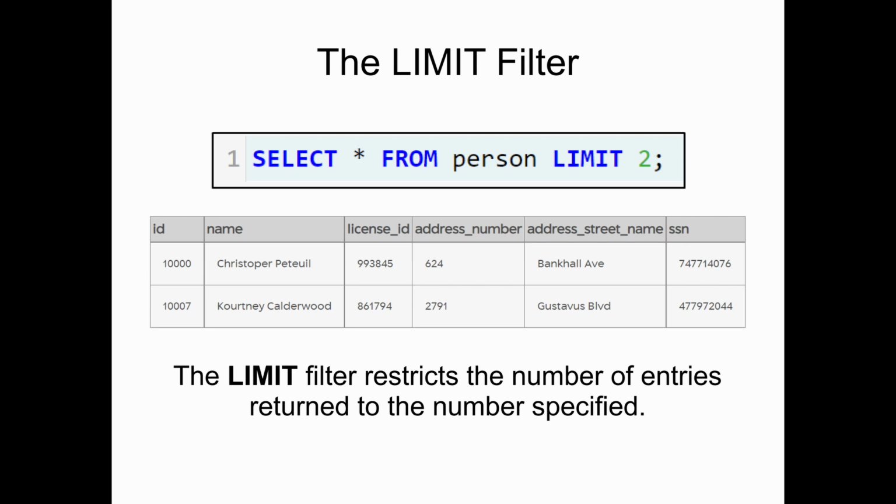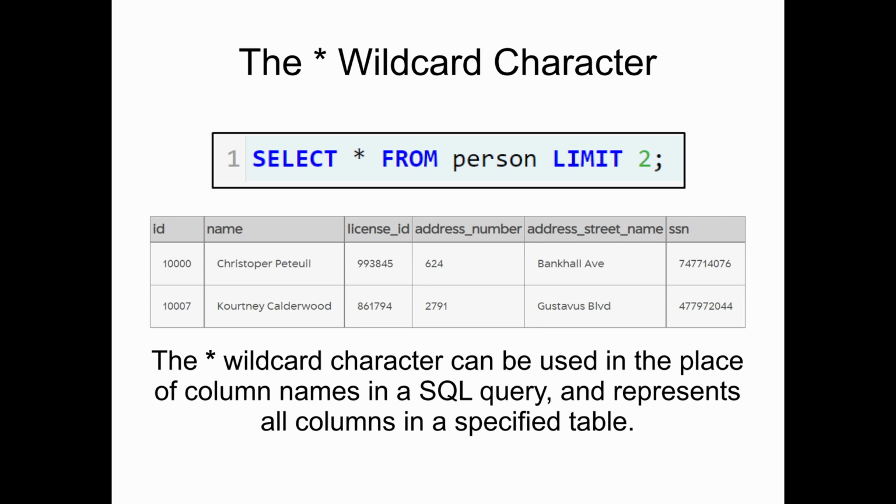The limit filter restricts the number of entries returned to the number specified. The asterisk wildcard character can be used in the place of column names in a SQL query and represents all columns in a specified table.